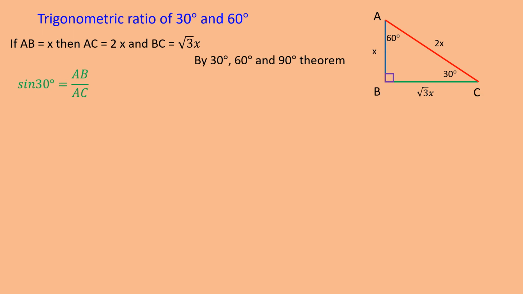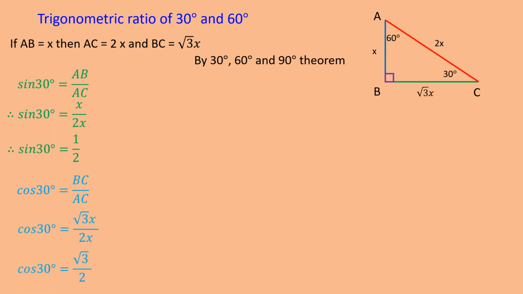Now sine 30, as you know, opposite upon hypotenuse, so you can see x upon 2x, cancellation, you will get sine 30 equals to half. Let us try for cos 30. So cos 30 is BC upon AC, adjacent side upon hypotenuse, substitution, root 3x upon 2x. When you simplify, you will get cos 30 equals to root 3 upon 2.